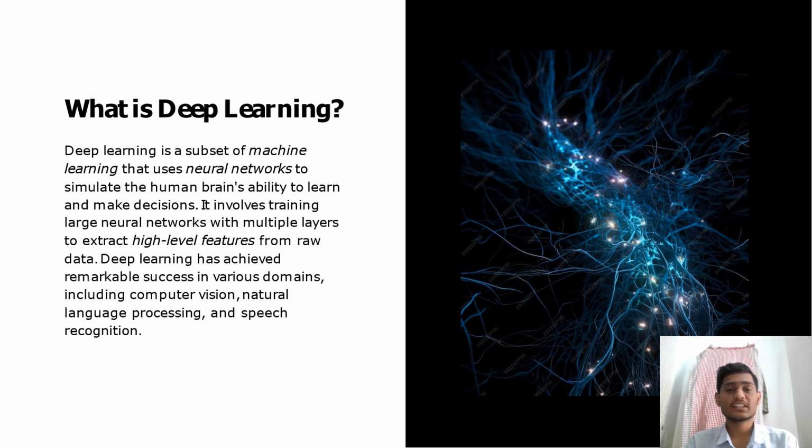Deep learning is basically a subset of machine learning that uses neural networks to simulate the human brain's abilities to learn and make decisions. It involves the training of large neural networks with multiple layers to abstract high-level features from raw data. Deep learning has achieved remarkable success in various domains such as computer vision, natural language processing, speech recognition, and various other domains.